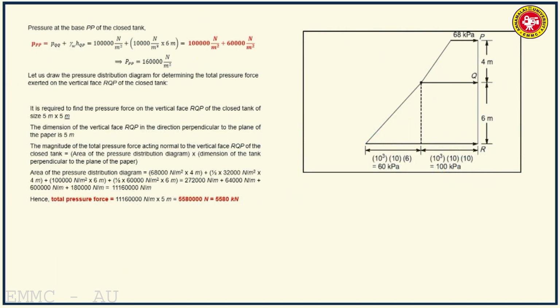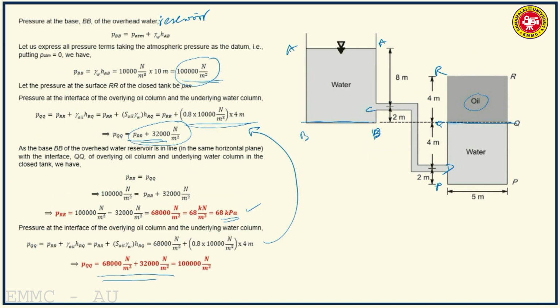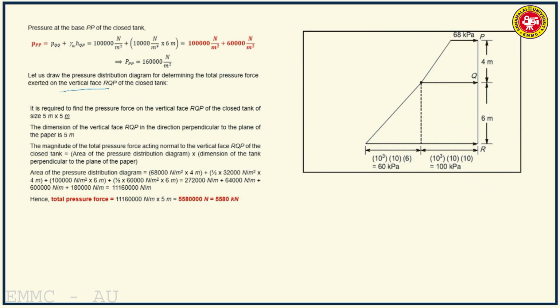Now pressure at the base PP of the closed tank will be PQQ plus gamma W into HQP. That is 4 meters. Sorry, HQP will be. So let us draw the pressure distribution diagram for determining the total pressure exerted on the vertical face RQP of the closed tank.